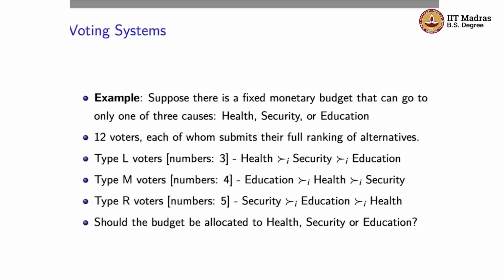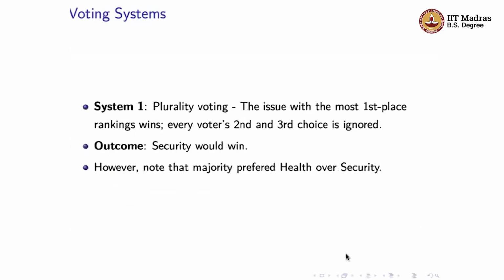However, remember that at the end of the day, we still have to decide that the budget has to go to only one of the three causes. So the question is, should the budget be allocated to health, security, or education? How do we go about figuring that out? Since each of these voters has submitted their full ranking of alternatives, we can see, for some of the different systems that are actually operational in the world, what answer we would get.